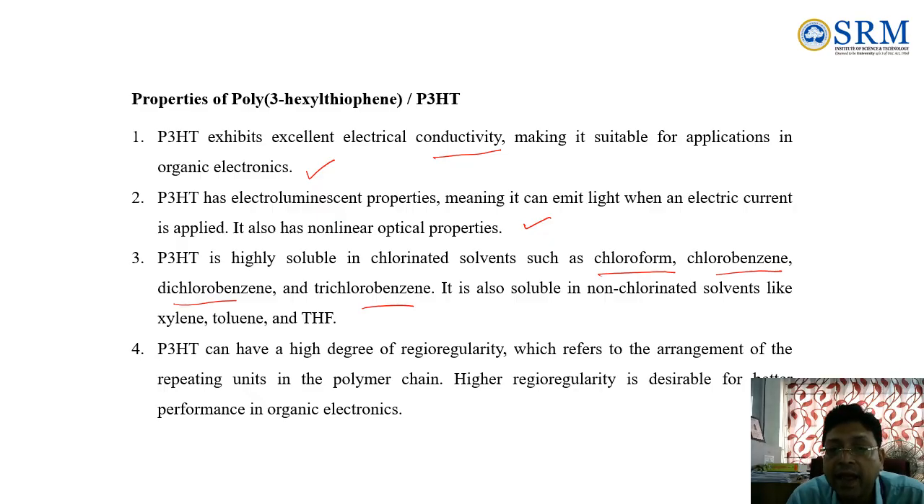P3HT can have a high degree of regioregularity, which refers to the arrangement of repeating units in the polymer chain. Higher regioregularity is desirable for better performance in organic electronics, because due to the higher regioregularity, the electron percolation through the backbone is facilitated, and thereby the conductance increases. So that is why for conducting polymers, regioregularity is a very essential parameter.